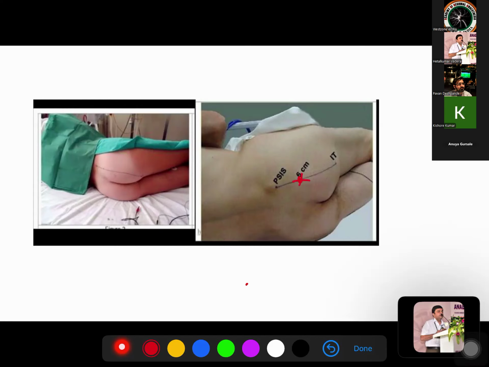So once the needle is inserted, there will be quadriceps twitching, and hamstring twitching. Once the hamstring twitching is there, we can give local anesthesia, 0.3 to 0.4 ml per kg.